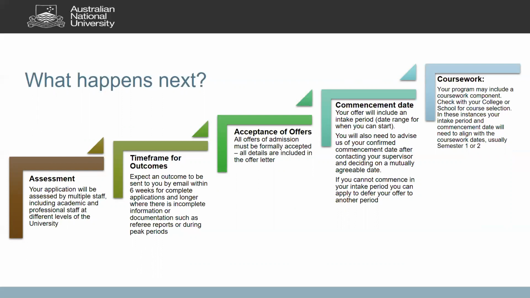Your offer will include an intake period. You'll also need to advise us of your confirmed commencement date after contacting your supervisor and deciding on a mutually agreeable date. Your program may include a coursework component. Please check with your college or school for course selection. In these instances, your intake period and commencement date will need to align with the coursework dates. This will usually be semester 1 or semester 2.